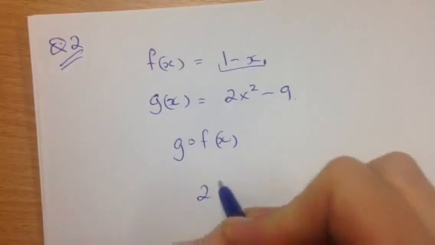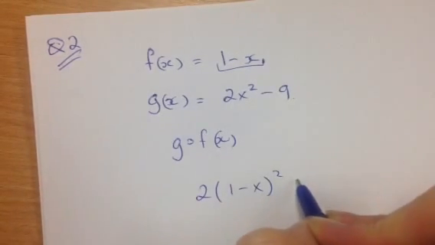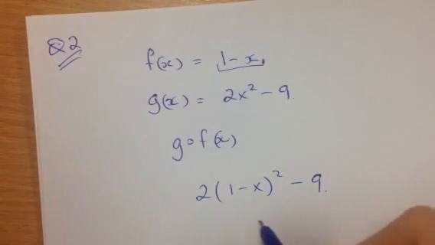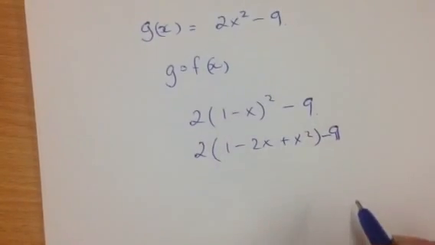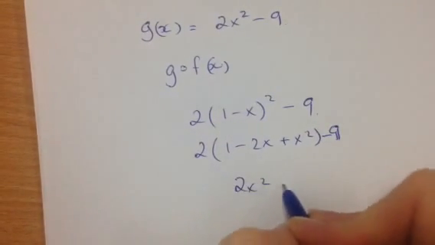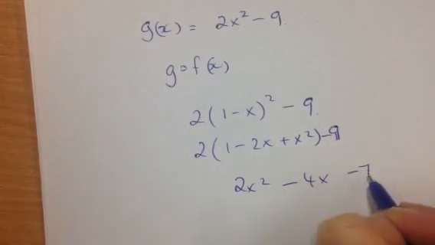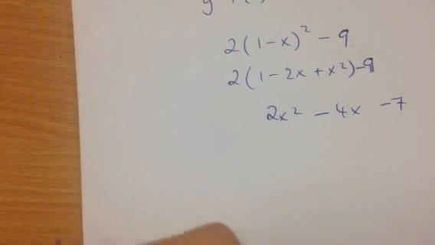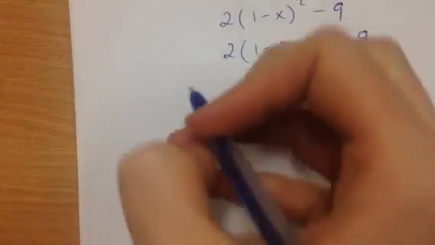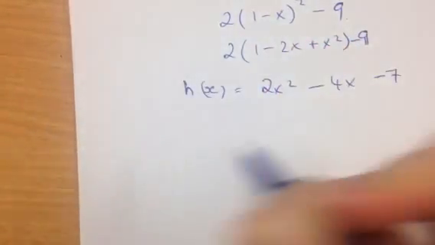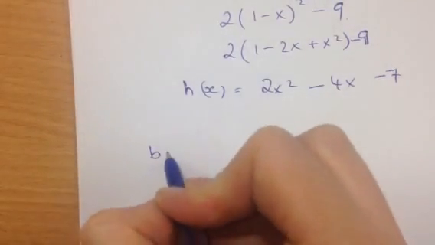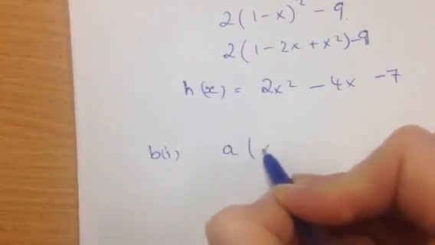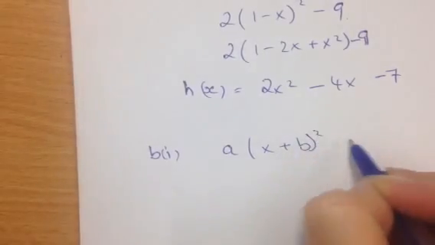So I have 2 times (1 minus x) to be squared, minus 9, clean that up. And you end up with 2x squared minus 4x minus 7, which is what they asked for. So that's part A. B part 1 then, this is now what h of x is, and in B part 1 they asked me to write h of x in a certain format. So they want me to write it in the format a bracket x plus b to be squared plus c.